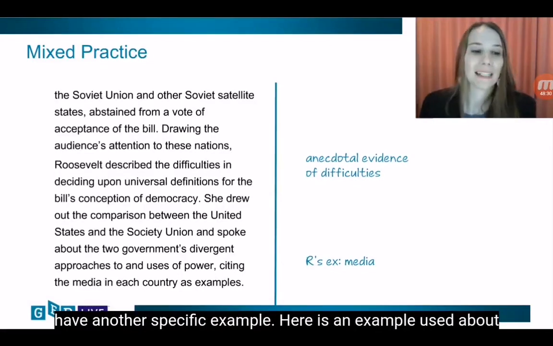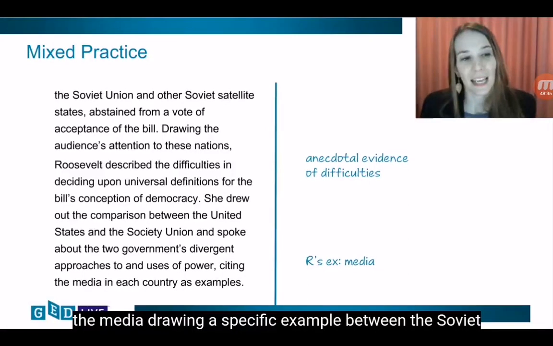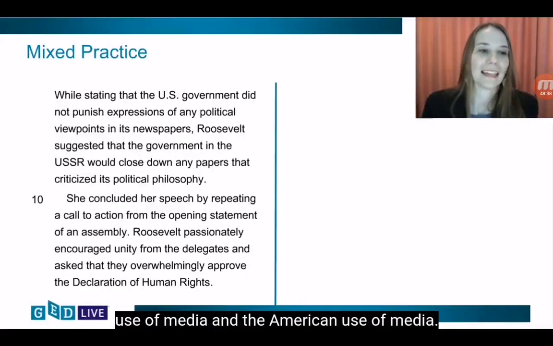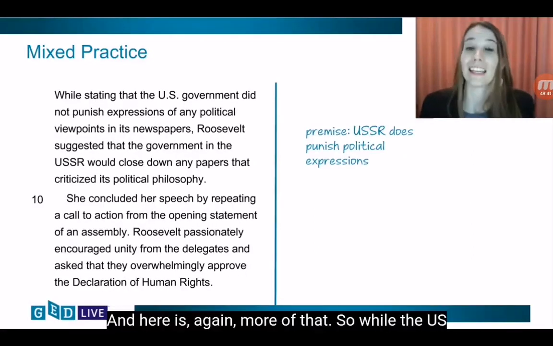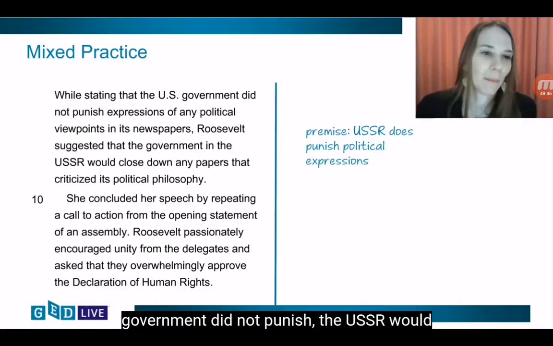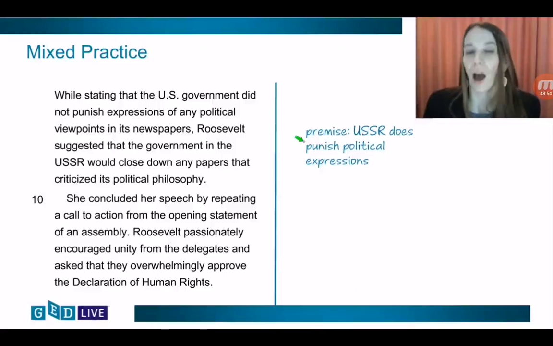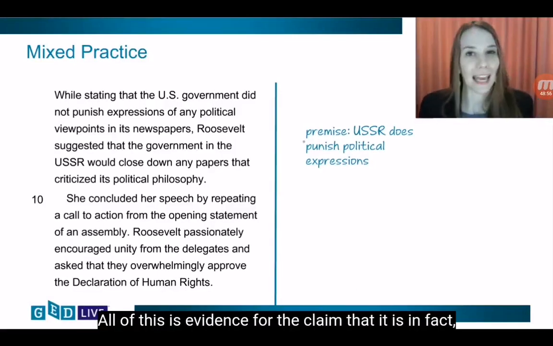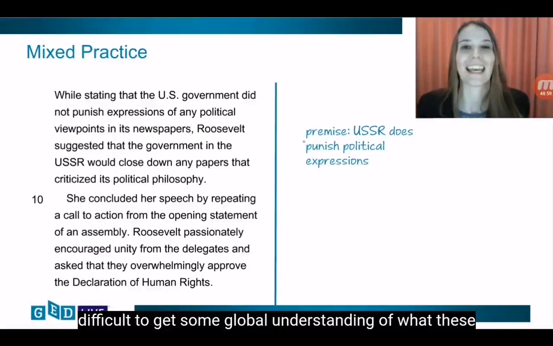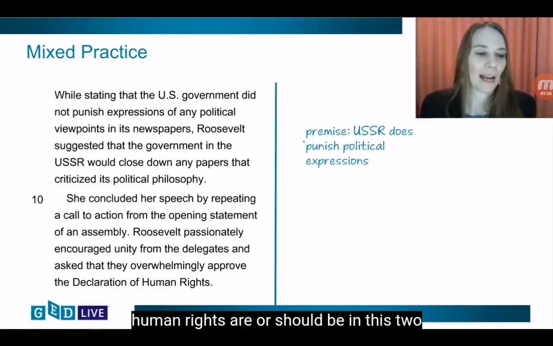And now you have another specific example. Here's an example used about the media, drawing a specific comparison between the Soviet use of media and the American use of media. And here is, again, more of that. So while the US government did not punish, the USSR would. And so the premise here is that the USSR does punish political expressions while the US doesn't. All of this is evidence for the claim that it is, in fact, difficult to get some global understanding of what these human rights are or should be in this two-part bill.